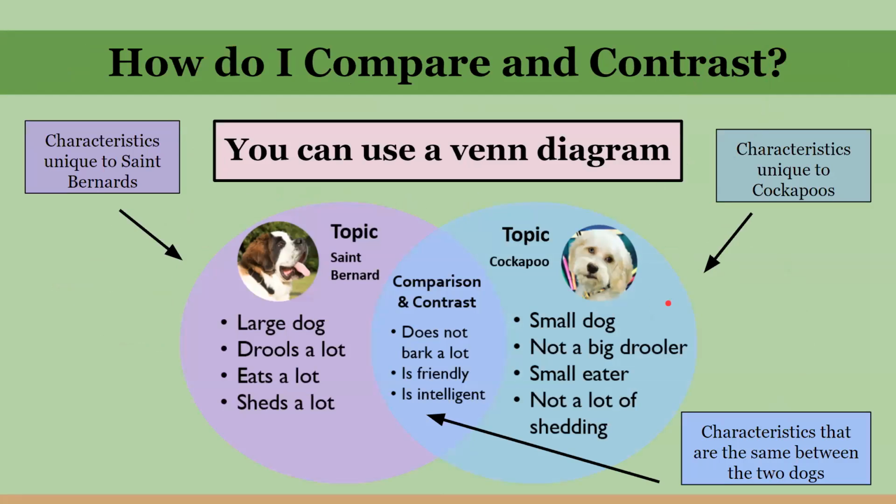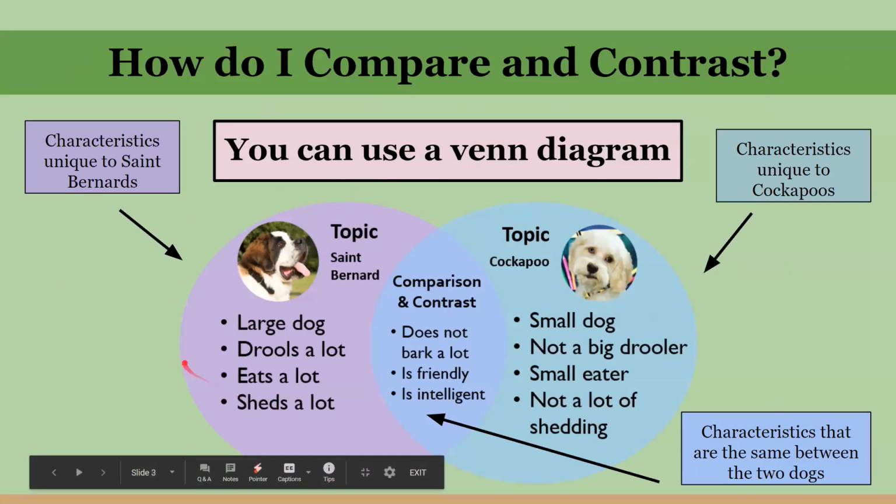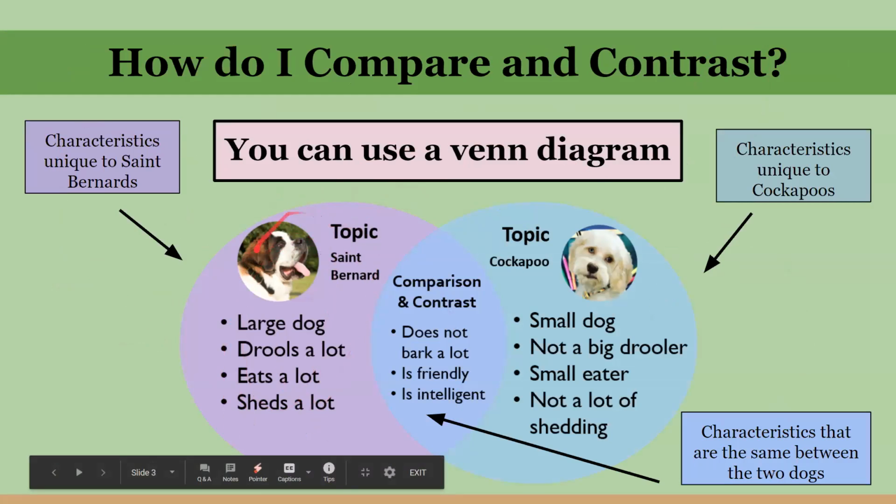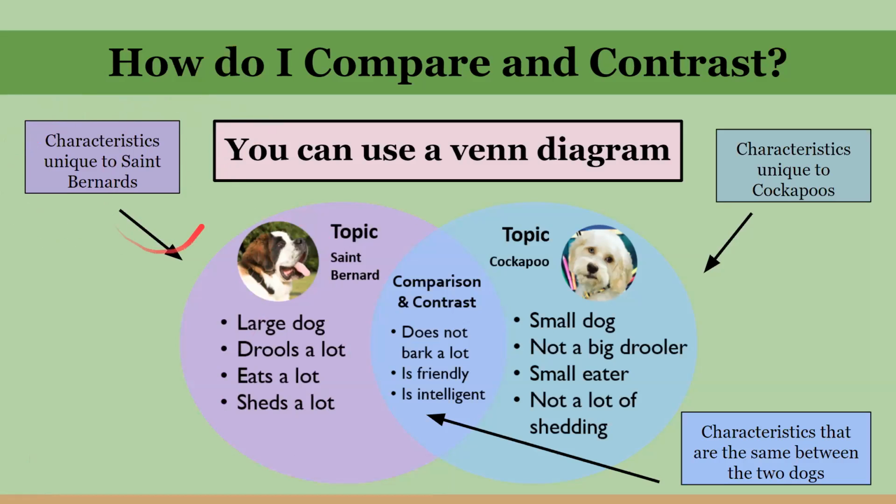So let's say we have a book that's about a St. Bernard and a cockapoo. We could compare and contrast them to see what the differences and similarities of them are. So in this circle right here, we have our first subject, which would be the St. Bernard. So this will be where the characteristics unique to St. Bernards will be. So we have, for example, large dog.